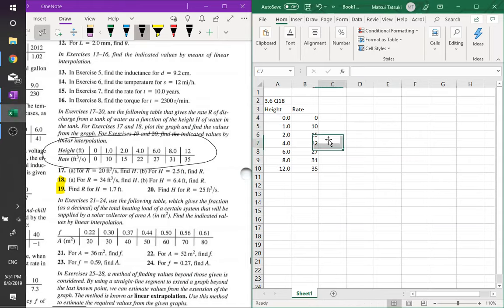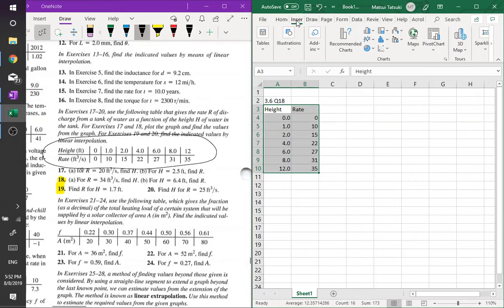I've already entered these values on the Excel spreadsheet. As you can see, the X coordinate is in the first column and the Y coordinates are in the second column. Height is X, rate is Y. So how do you make a scatter plot out of these values? Well, you select the numbers that you want to plot on an XY graph, including the label. You can include a label too if you want to.